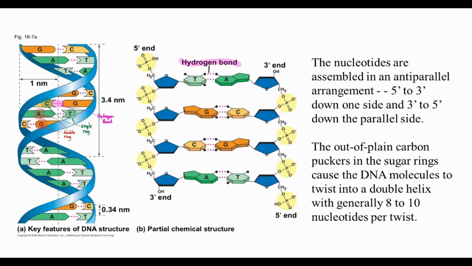The nucleotides are assembled in an antiparallel arrangement, 5' to 3' down one side and 3' to 5' down the parallel side. The out-of-plane carbon puckers in the sugar rings cause the DNA molecules to twist into a double helix with generally 8 to 10 nucleotides per twist.